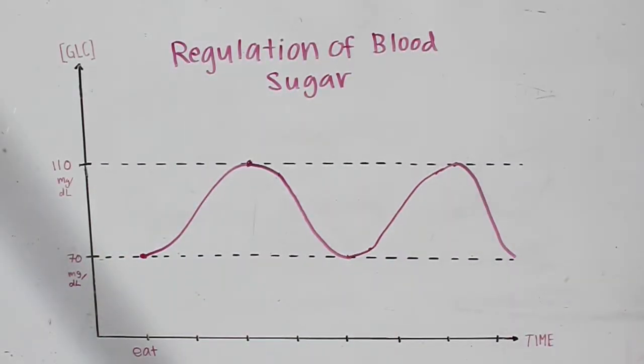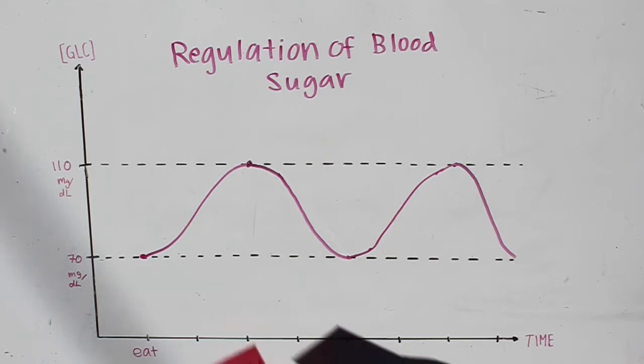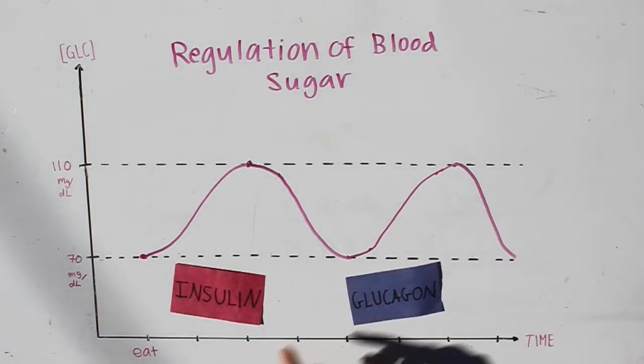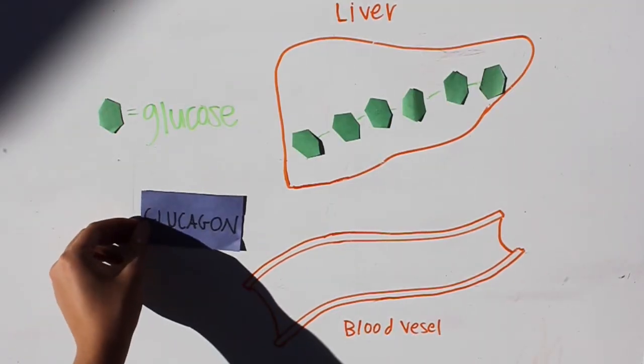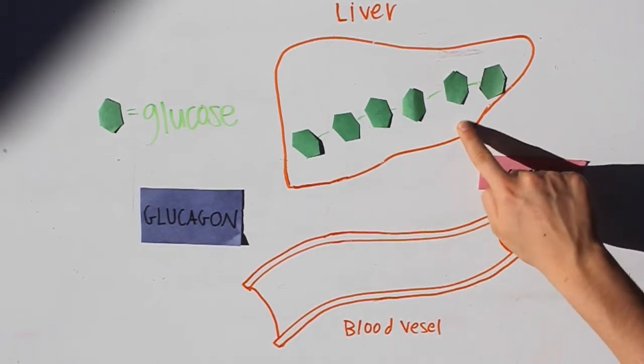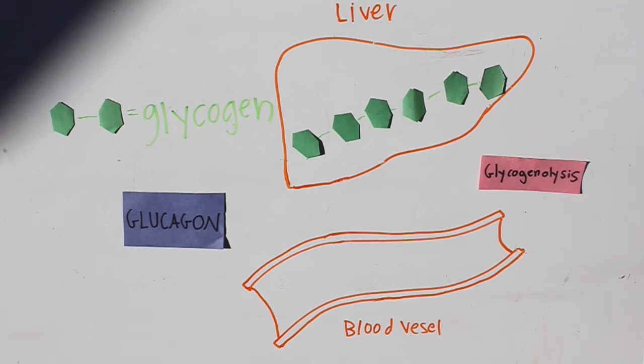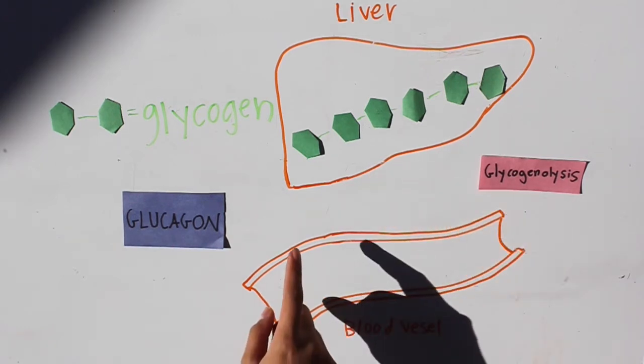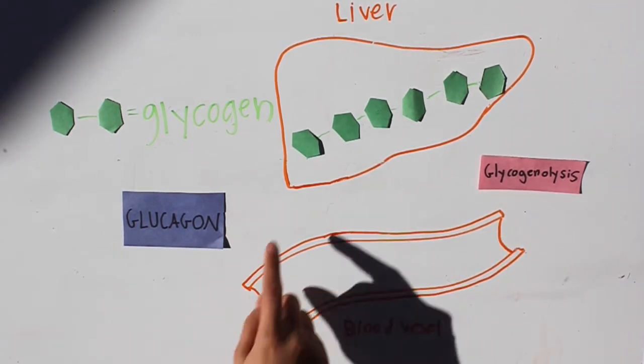The normal range for blood sugar levels is between 70 and 110 milligrams per deciliter. The process for regulating the balance of blood sugar is facilitated by hormones called insulin and glucagon in a sinusoidal manner. Glucagon releases glucose into the blood through the process of glycogenolysis, a reversible process in which glycogen is taken from storage in either liver or muscle cells and broken down into glucose.